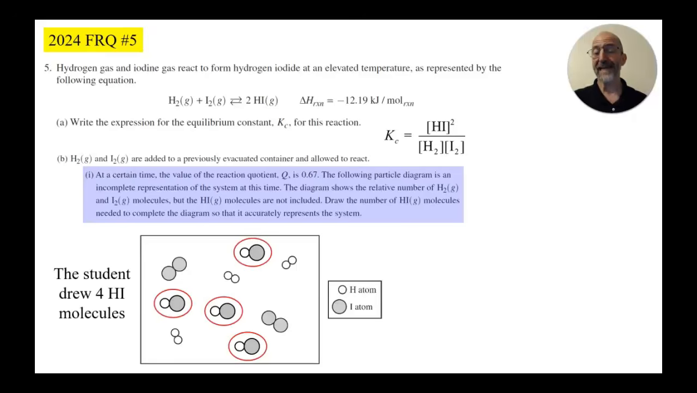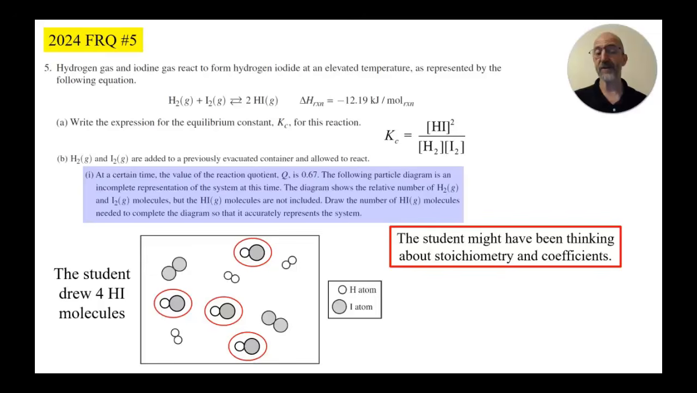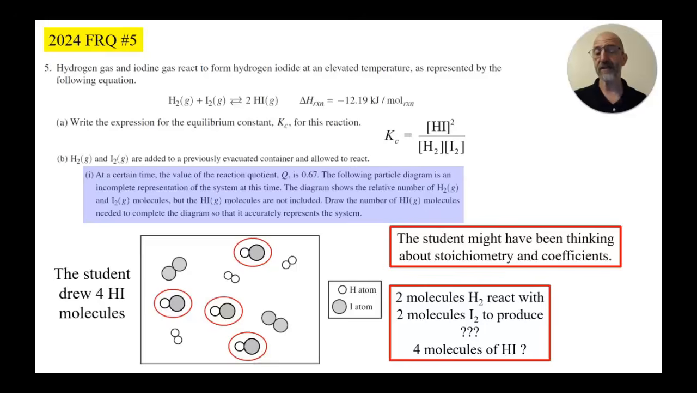So the student incorrectly drew 4 molecules. Now, why is that wrong? Well, it doesn't equal the value of the reaction quotient. So why did they draw 4 molecules? It's possible that the student was thinking about stoichiometry and they thought, well, there's 2 molecules of iodine, perhaps reacting with 2 molecules of hydrogen. So they might have been trying to convert reactants into products, but they didn't consider the value of the reaction quotient. So what's the value of the reaction quotient?